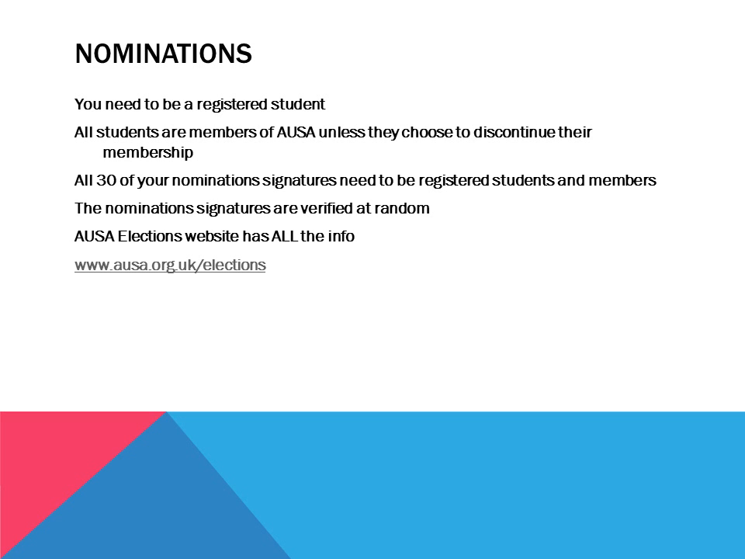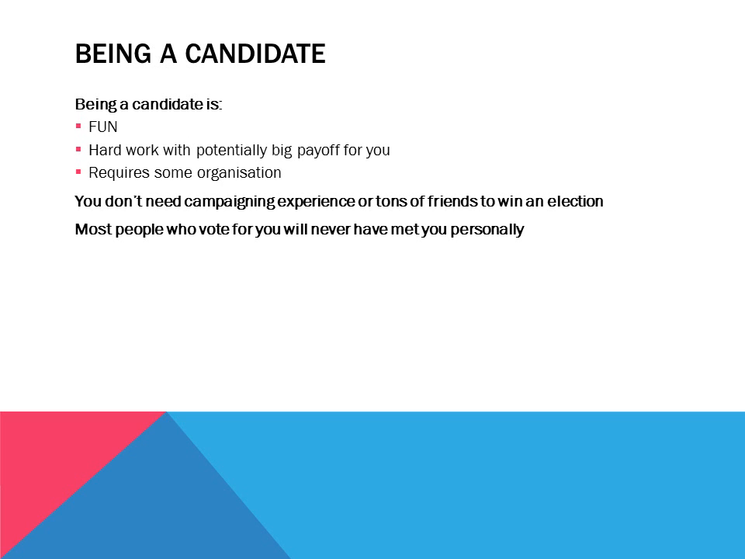First of all, in order to run in these elections, you have to be nominated by 30 students. You have to be a registered student yourself. It's useful to know that all students are members of AUSA unless they choose to discontinue their membership, so the majority of your mates who are students will be fine to nominate you. We do verify some of the signatures at random. If you want more information, the AUSA elections website has all the information. It's www.ausa.org.uk/elections.